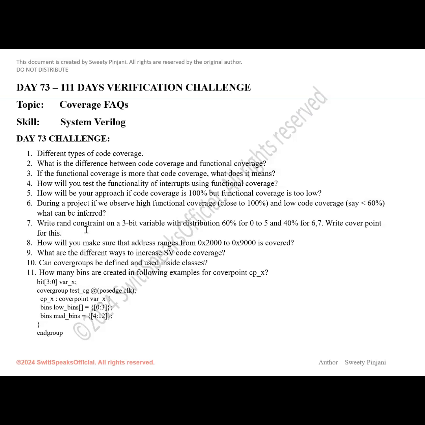You have a 3-bit variable and you need to write a constraint with distribution 60% for 0 to 5 values. 60% of times values between 0 to 5 should get generated and 40% of times 6 and 7 should get generated. You first write the constraint for this and then write the cover point to cover this particular 3-bit variable.